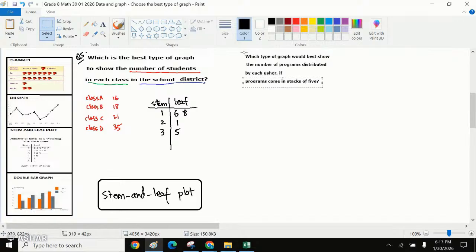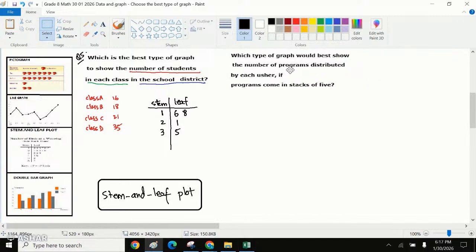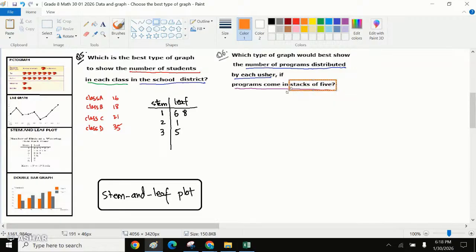Okay. So the next question we have says, which type of graph would best show the given information if the number of programs distributed by each usher, if programs come in stacks of 5. We have a stack. A stack means it's grouped, right? So whenever the information is stacked or grouped together, that means there is a symbol.